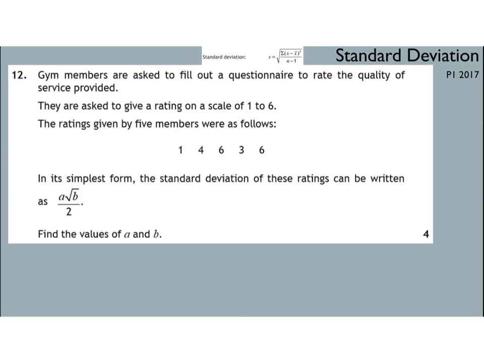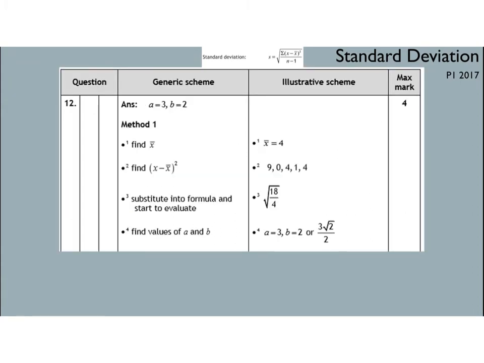Okay, for this exam question here, you should have finished up with this answer being 3 root 2 over 2. So you can see very clearly from there that the number at the front, here, A is 3, and the number in the root, the B there, is 2 over there. So B is 2. Okay, let's see where we get our marks from for that.